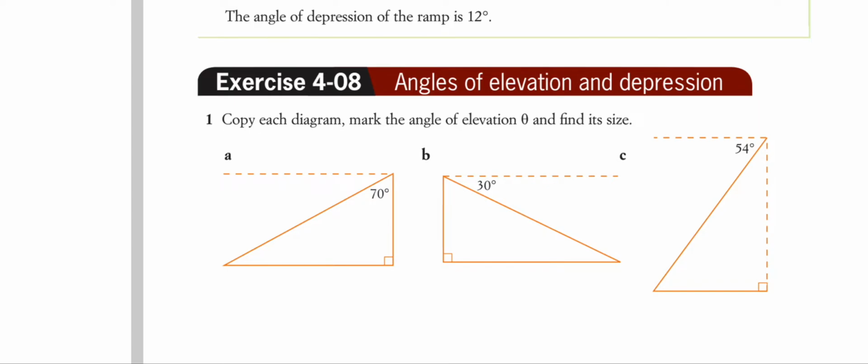Okay, so question 1 asks us to mark the angle of elevation, label it theta, and then find its size. So question 1a: an angle of elevation, remember, has to be between a horizontal line and another line, the line of sight. We've got two horizontal lines, this one here and this one down the bottom. Now, if it's an angle of elevation, then the line of sight has to be above the horizontal.